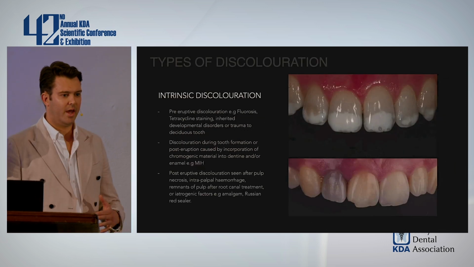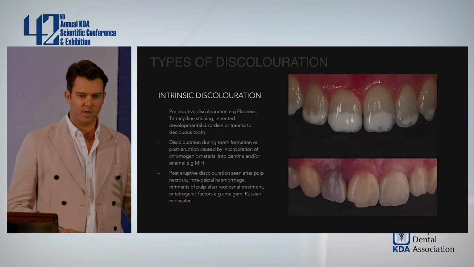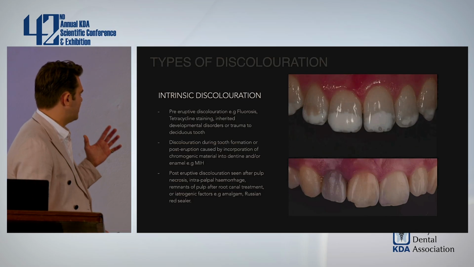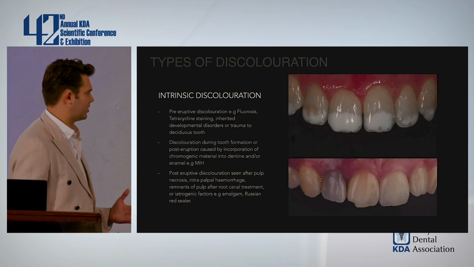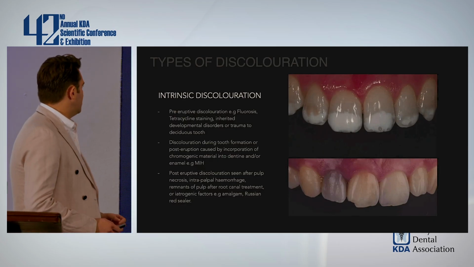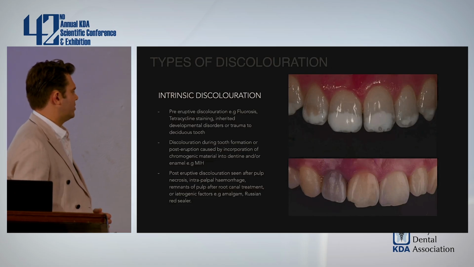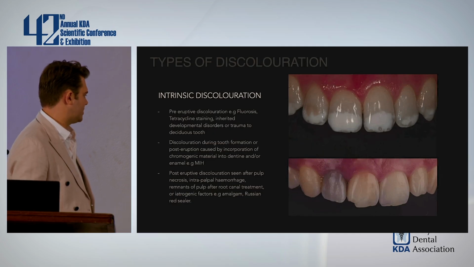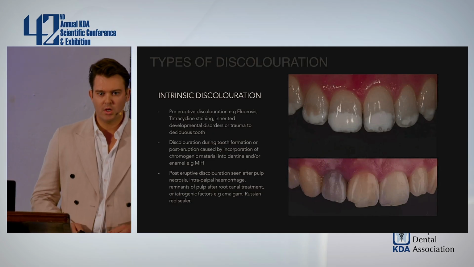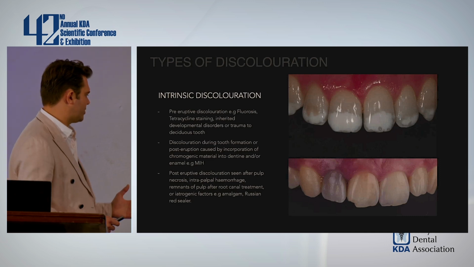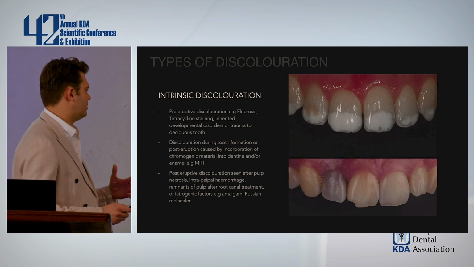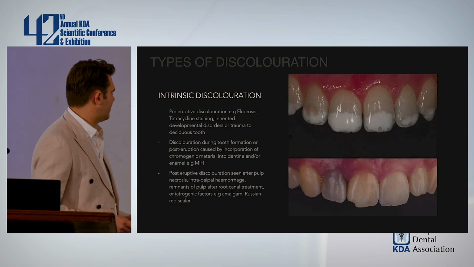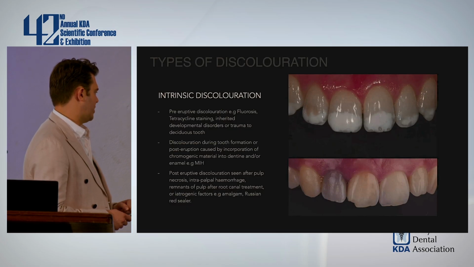So we've talked about extrinsic discoloration. Now to talk about intrinsic discoloration, the interesting stuff. Intrinsic discoloration, we like to break down into three parts. Pre-eruptive discoloration, such as fluorosis. Discoloration during tooth formation, such as MIH. Post-eruptive discoloration, such as pulpal necrosis and intrapulpal hemorrhage. Today, we won't be talking about post-eruptive discoloration, such as when we have pulp necrosis, like the picture at the bottom. We're talking about intrinsic discoloration not caused by post-eruptive factors.